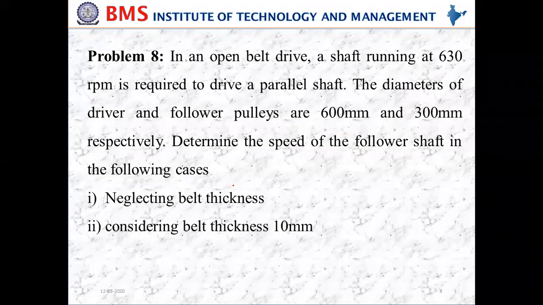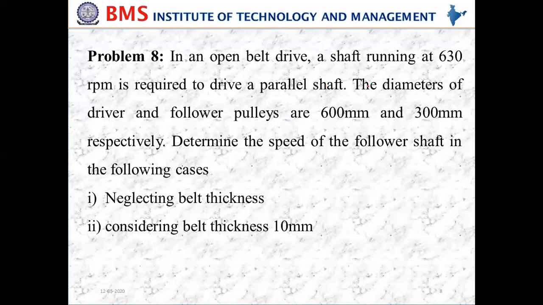Next, problem number 8. In an open belt drive, a shaft is running at 630 rpm, and it is required to drive a parallel shaft. So this is the driver shaft, and this is the driven shaft.